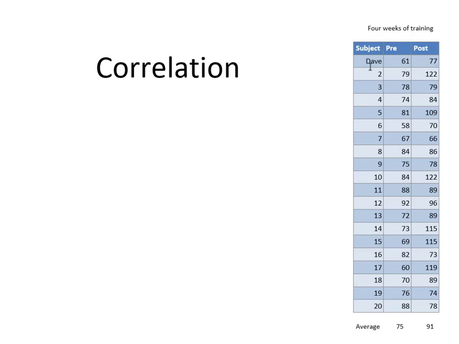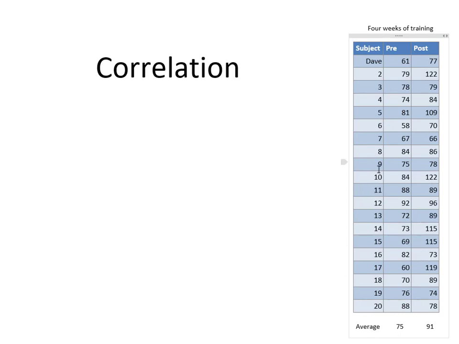Paired data means that Dave here took a test on how much he could squat. He got 61. Then he did 4 weeks of training, and then he went up to 77. And we've got 20 different people who've done the same. Notice the 20th person here got worse, but most of them have definitely got better.